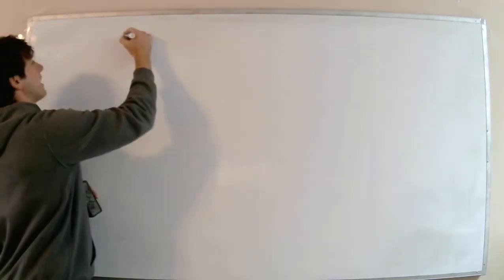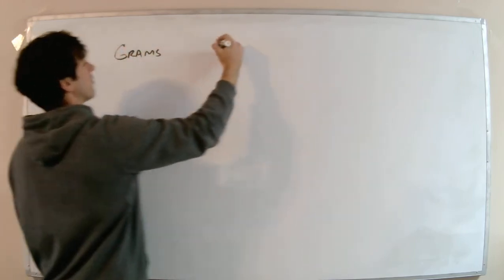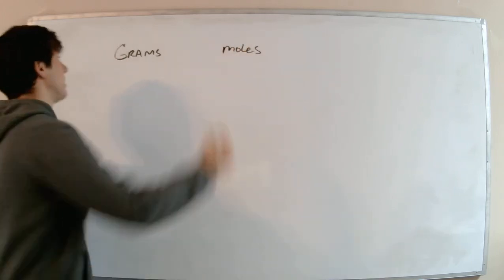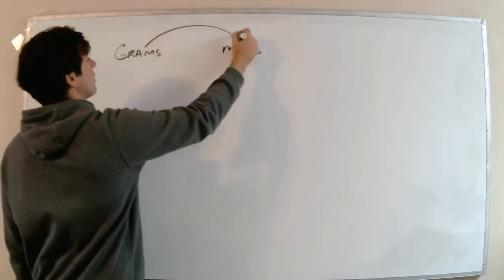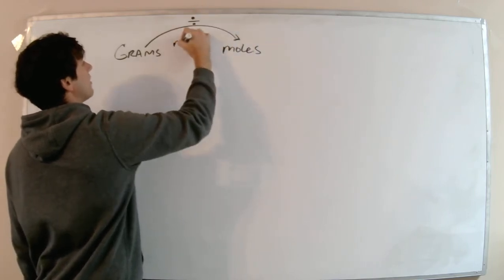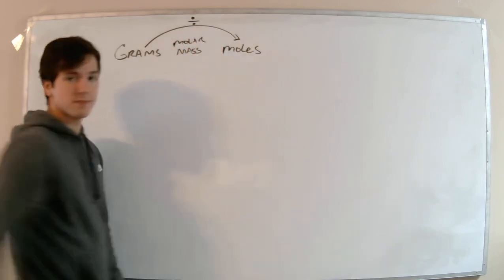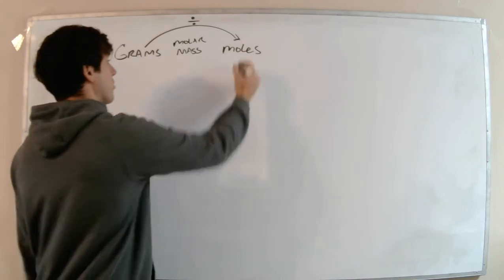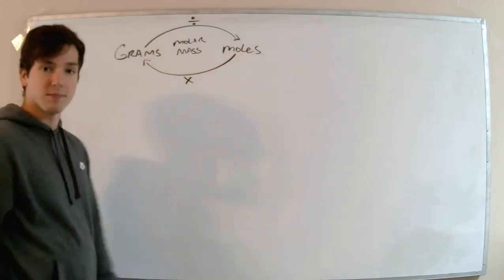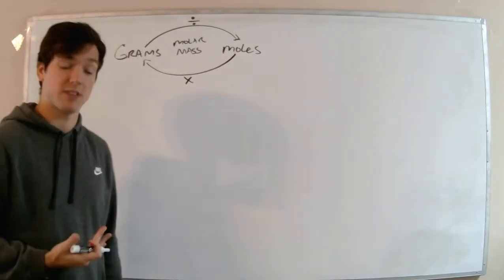So I'm going to put that up here. First things first, we're trying to go from grams to moles. If you want to go from grams to moles, you're just going to divide by molar mass. And then if you want to go from moles to grams, you're just going to do the opposite, which is multiply by molar mass. So let's do an example of that so this kind of makes sense.